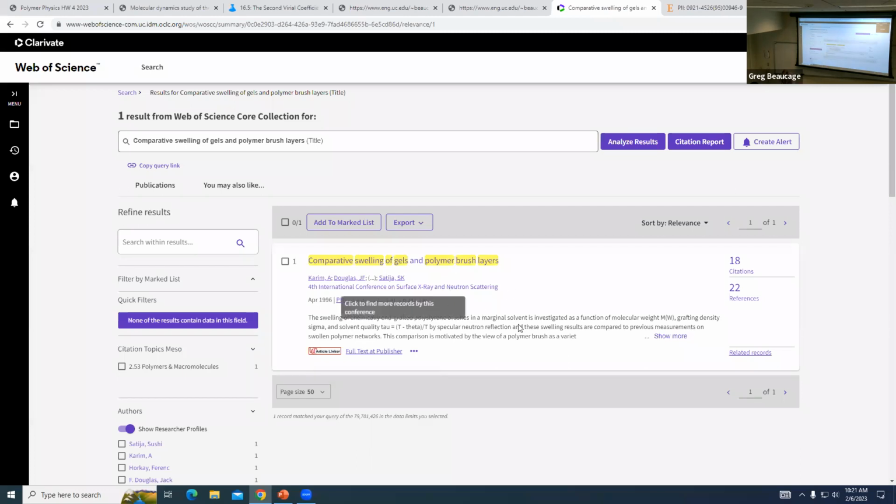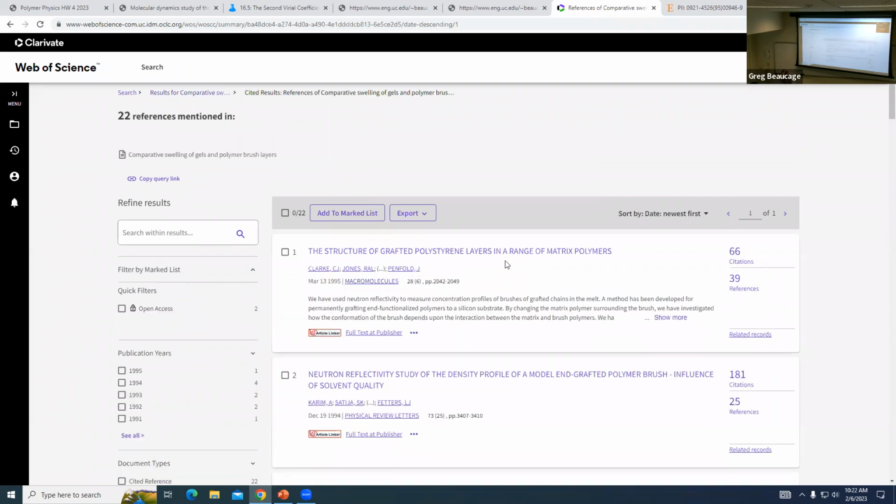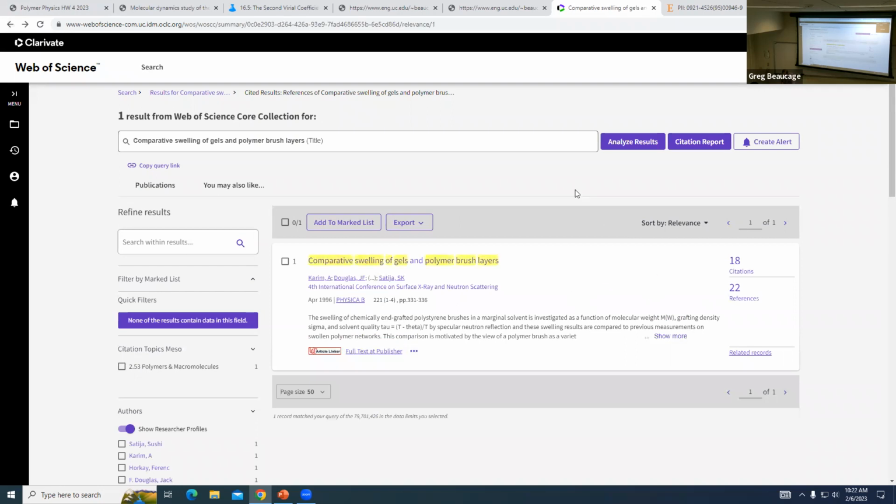So anyway, what this Web of Science does for you, the advantage of it, is it tells you the number of citations. There's 18 people cited this since 1996. That's like, I don't know how many, 30 years or something. So that's not a lot. He cited 22 references. If you want to see his references, you can click that. And you can get each paper, you can click it there. That's why it's called a web. So you can go forward or backward.